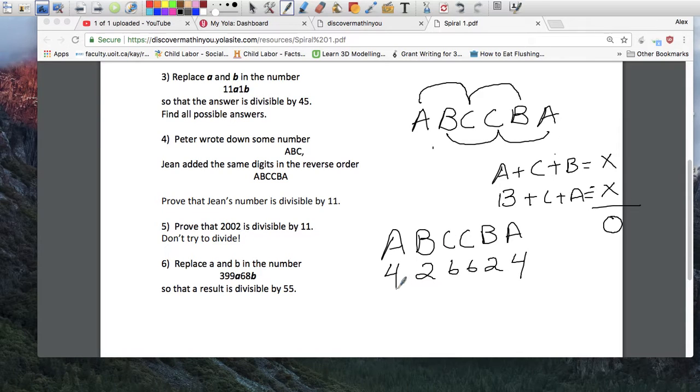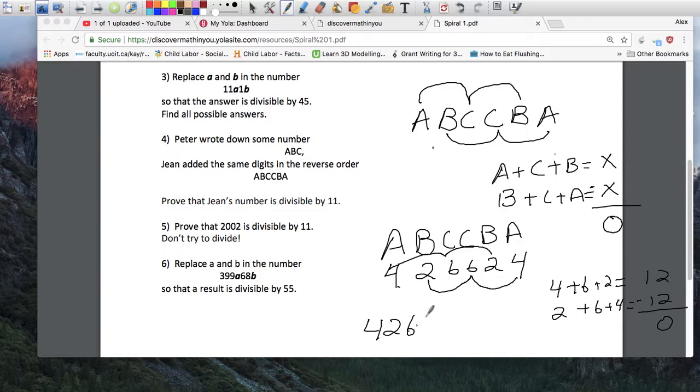Well, the rule for 11 is I'm going to take the first one, the third one, and the fifth one. So it's 4 plus 6 plus 2, and that's going to give me 12. I'm going to take the second one, the fourth one, and the sixth one, which is 2 plus 6 plus 4. And guess what? It's also going to give me 12. So if I subtract 12 minus 12, I get 0. What does that tell me? It tells me that if I actually took the time to divide this by 11, it would work out to a nice whole number.